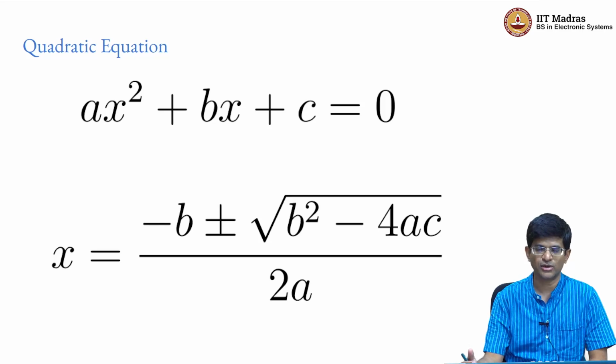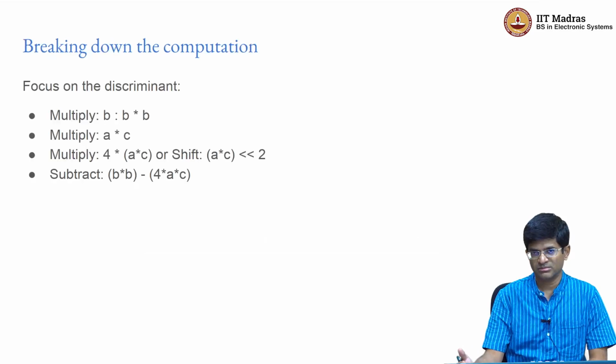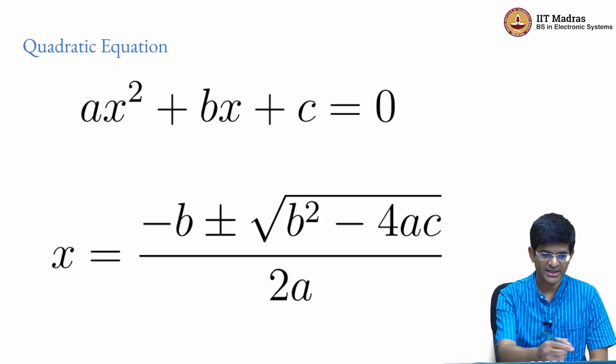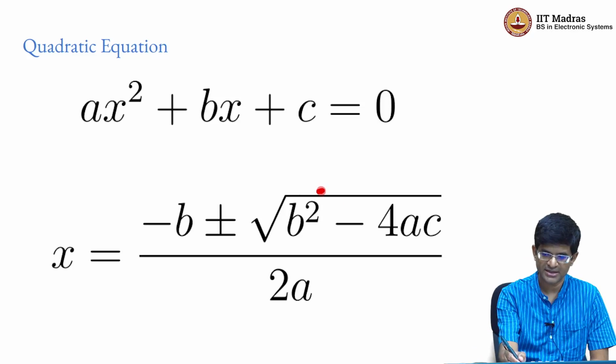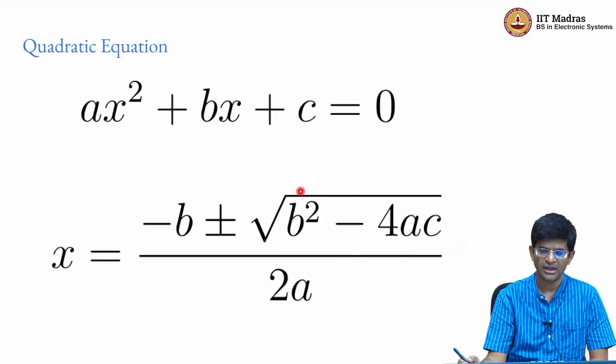So to do that, let's break this down into smaller parts, right, and focus on what are the kinds of computations that we need to perform and how might we go about building a custom or a general purpose hardware that could solve a problem like this. So with that in mind, we are going to focus first on the discriminant. Well, the discriminant in this case is just this term, the b squared minus 4ac, right.